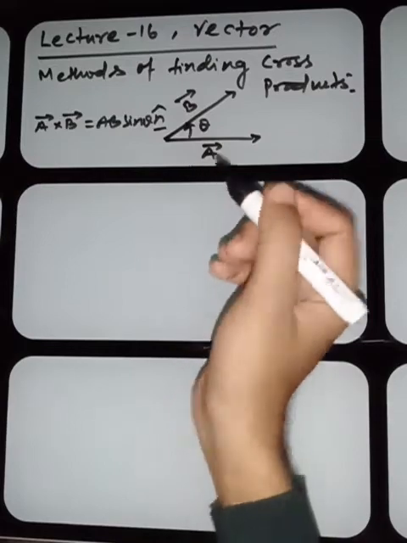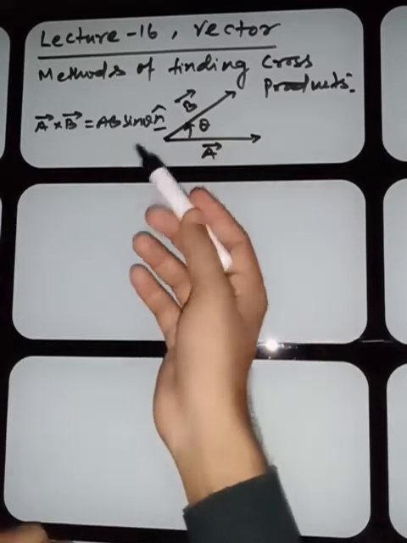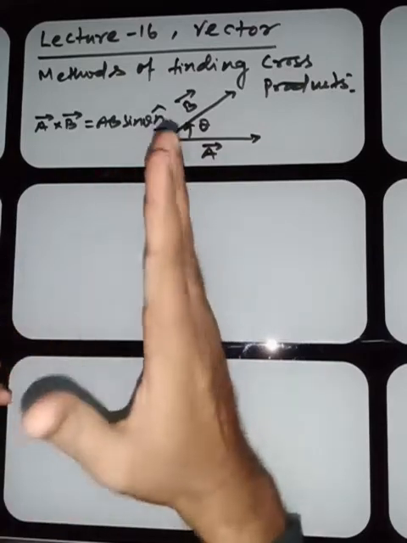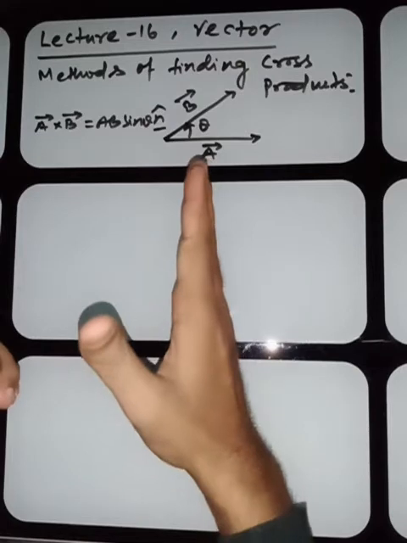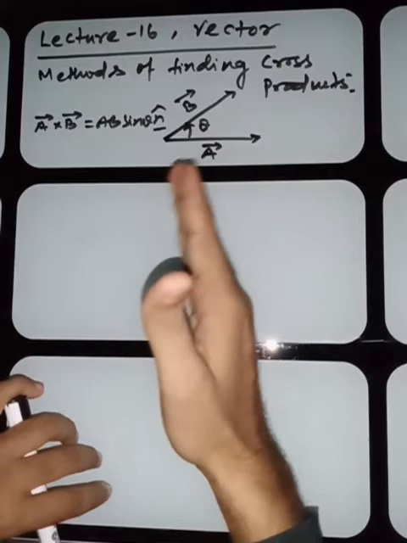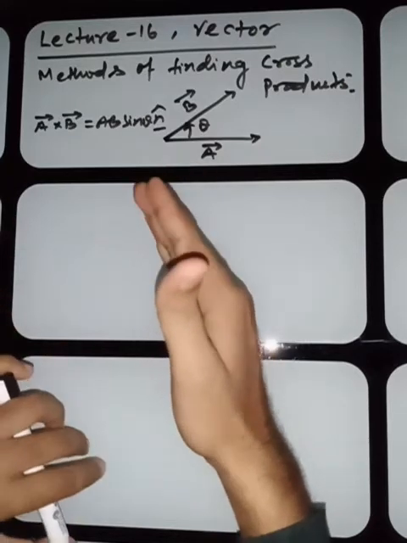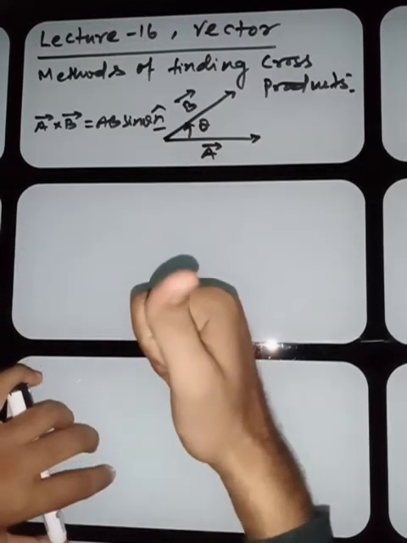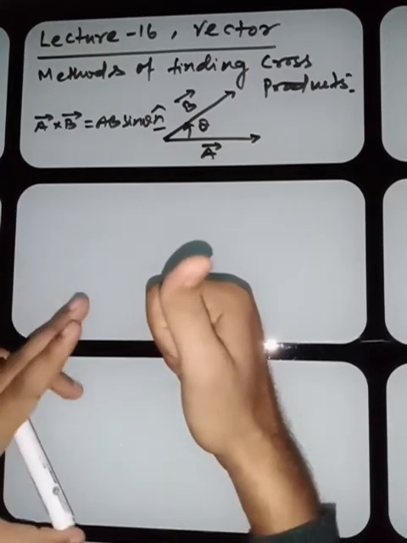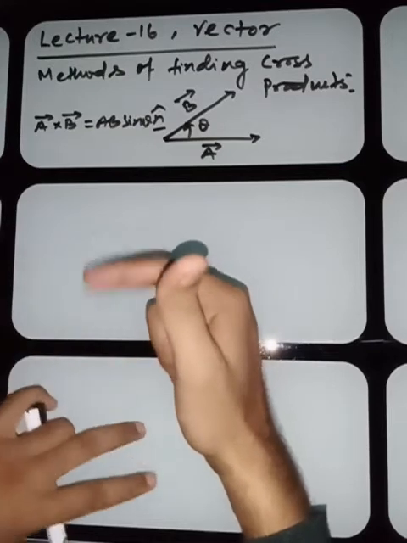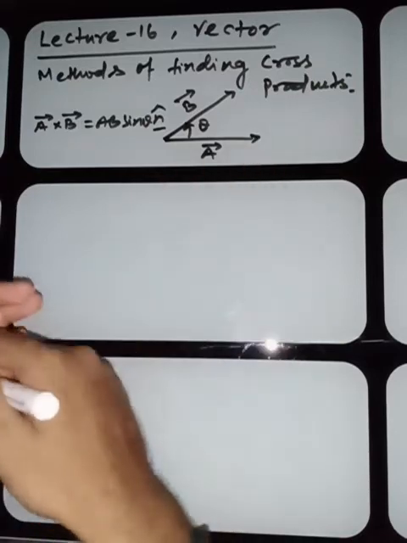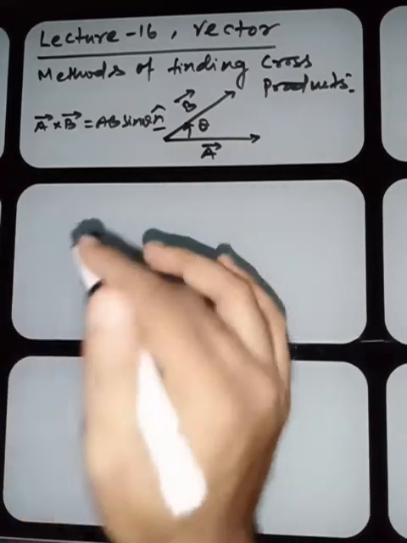We have also studied that the direction of n is obtained by the right hand thumb rule. If you curl, putting your forefinger along vector A, the first vector, and curling towards the second vector B, then the thumb will represent the direction of A cross B. AB sine theta is the magnitude and n cap is the direction, represented by this thumb.